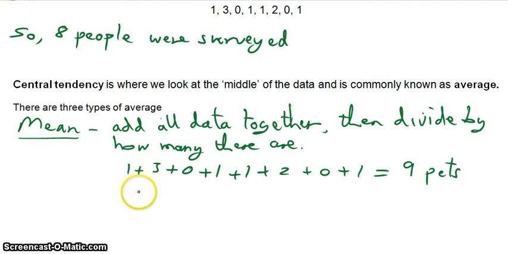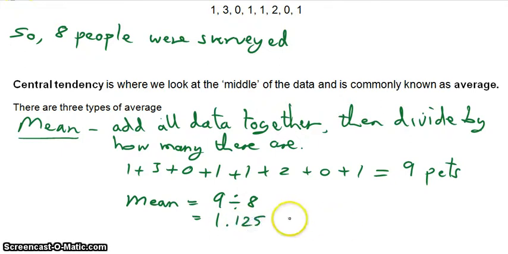Now, how many are there all together? Well, there's 8. So the mean is 9 divided by 8, which is 1 and 1/8, which when you work that out is that. So we could say it's just over 1, and you might argue you can't have 0.1 of a pet. But what we're saying here is that on average people have 1 pet, but it's just more than 1 pet on average, using the mean.